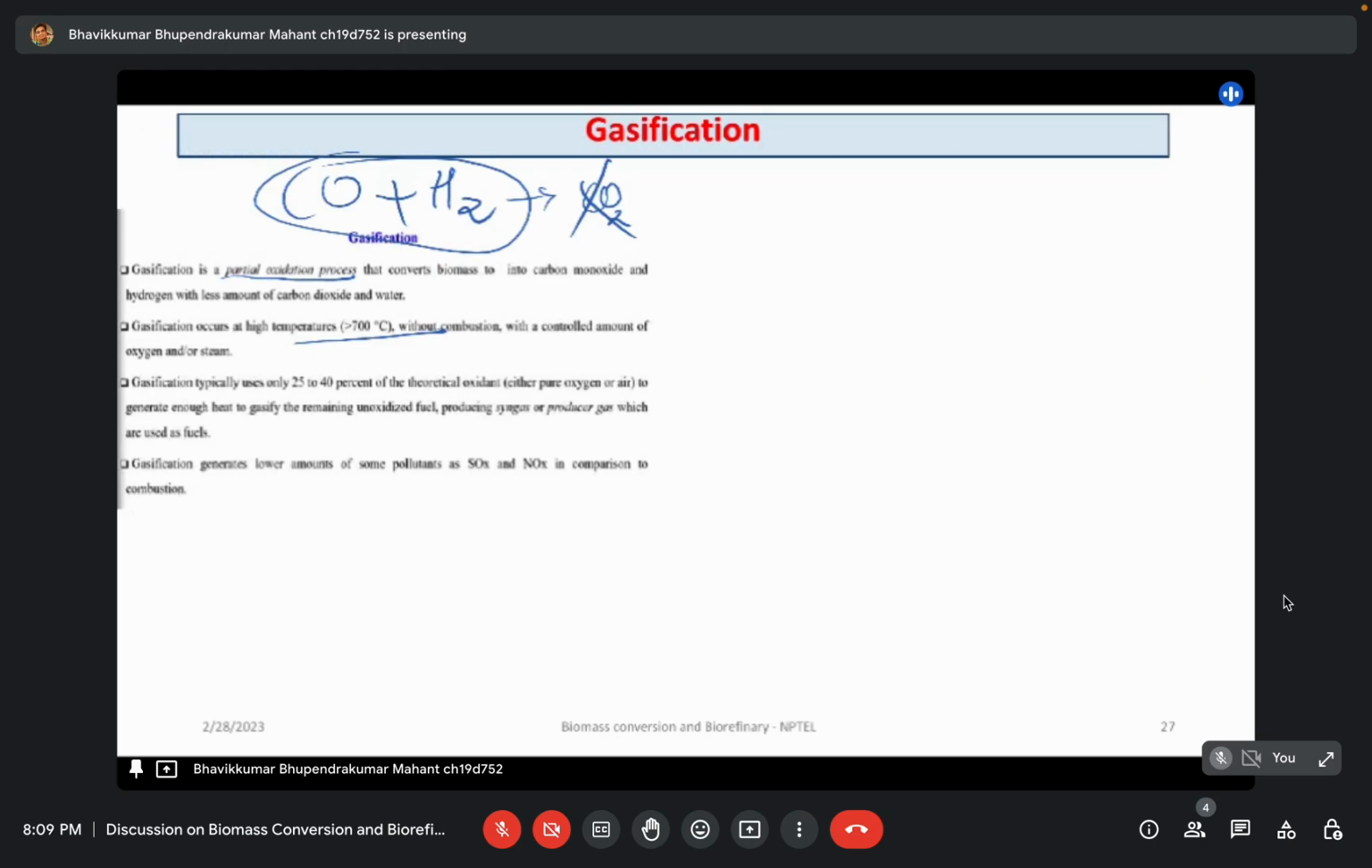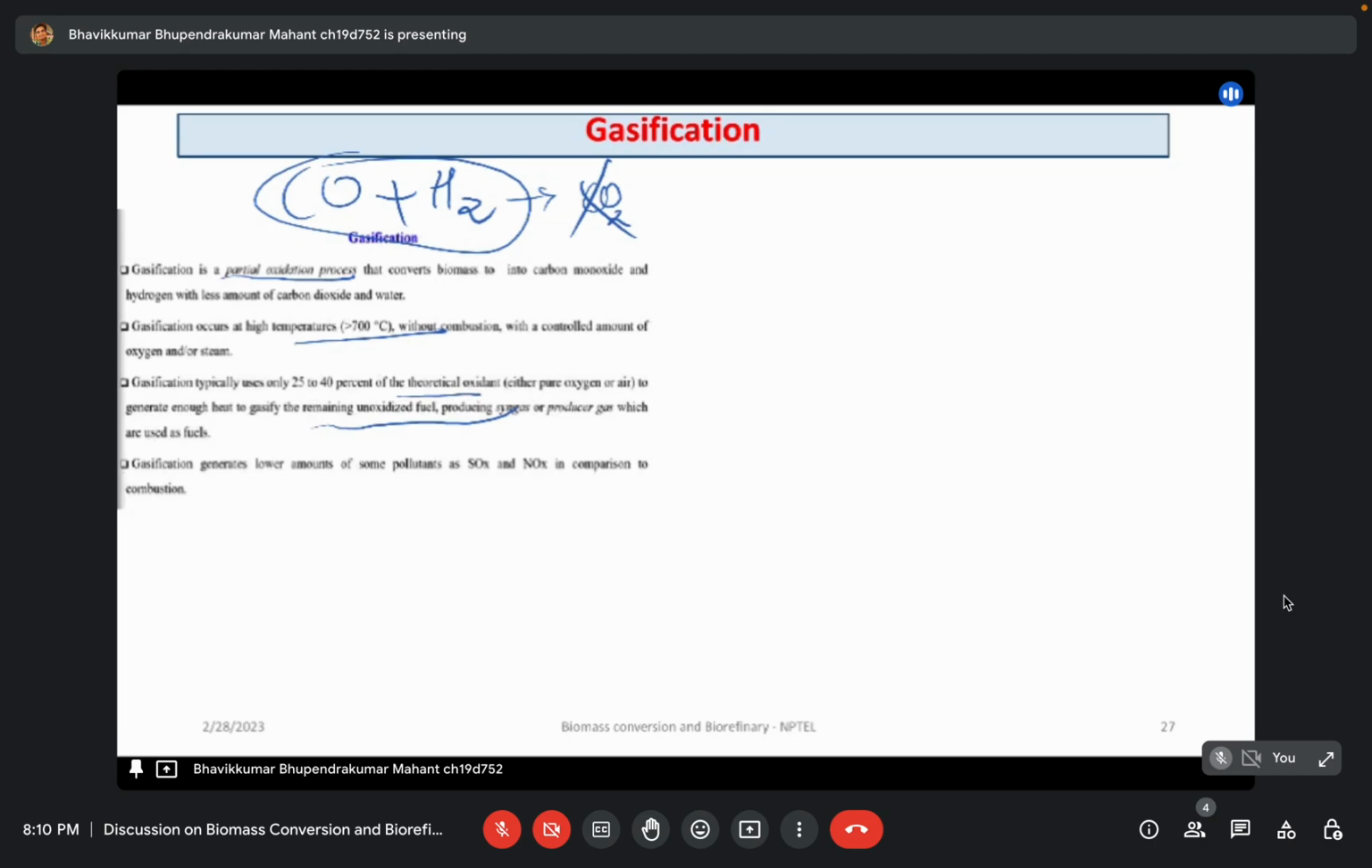And the amount of oxygen and steam we give is controlled, not in excess. If you want to go for CO2 and H2O, then you have to provide an excess amount of oxygen, then CO can convert into CO2. First CO is produced, and then it will convert into CO2, and H2 into H2O. But if you have a controlled amount of oxygen or steam, then it will remain CO and H2. So gasification typically uses 25 to 40% of the theoretical oxidant, pure oxygen or air, and generates enough heat to gasify the remaining unoxidized fuel. So whatever the actual requirement, let's say 100 moles of oxygen required, you just supply 25 or 40 moles, then it will be converted into CO and H2, not into CO2.